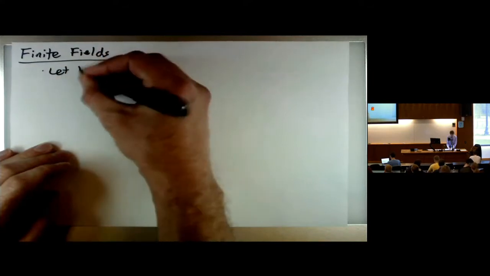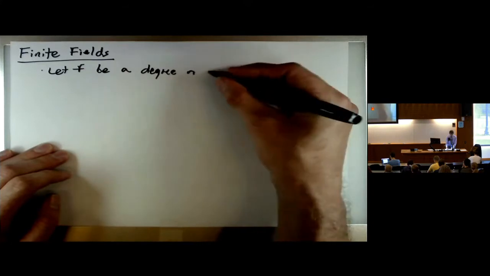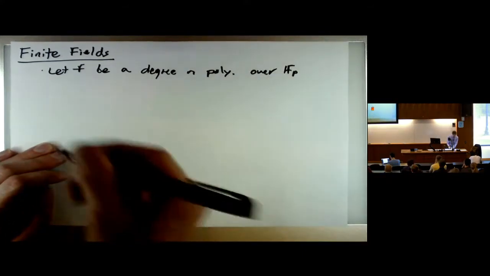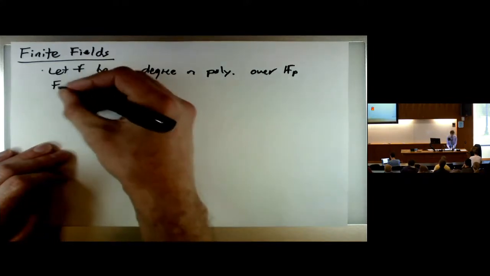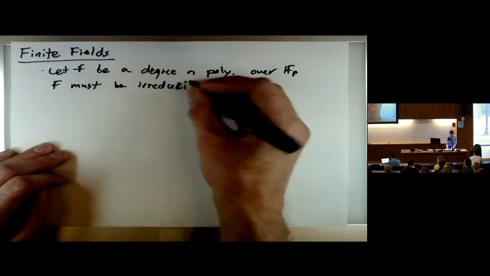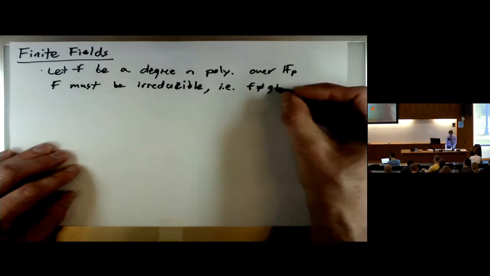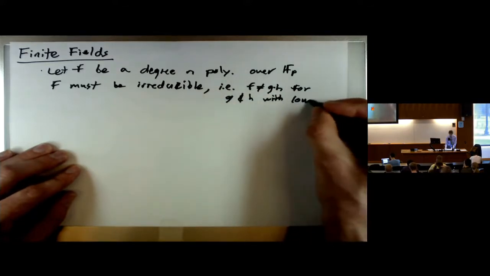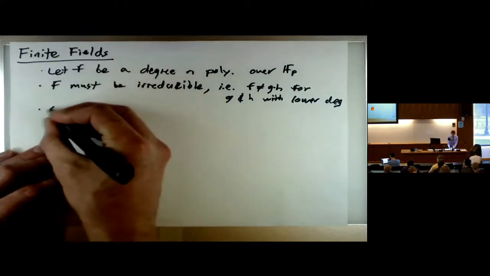So let f be a degree n polynomial over F_p. We want it to be irreducible, so that means we want it not to factor into a product of lower degree polynomials. Okay, and I'm going to say alpha is a root of f.